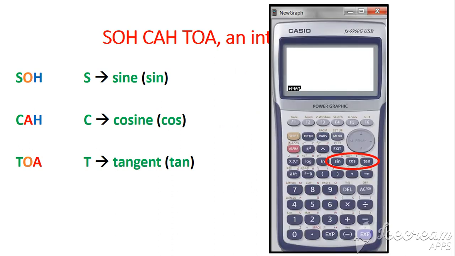If we look on our calculator, you should be able to find the three buttons, the sine, the cosine, and the tangent buttons, all next to each other.